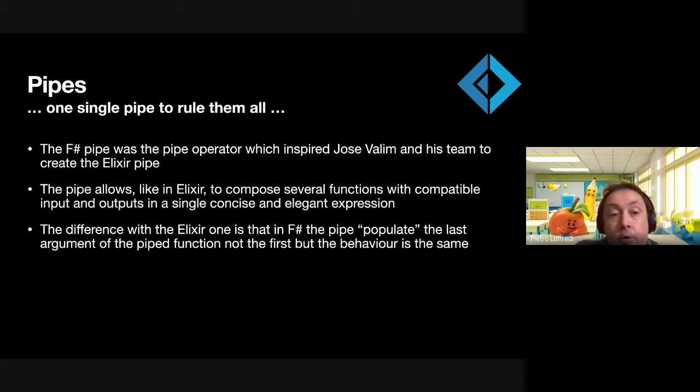The pipe, of course, allows, like in Elixir, to compose several functions with compatible input and output in a single and concise, elegant expression. The difference between Elixir and F# is that they have the same syntax, but F# populates the last argument. Instead, Elixir populates the first argument of the piped function.